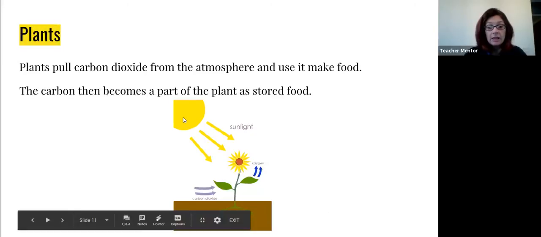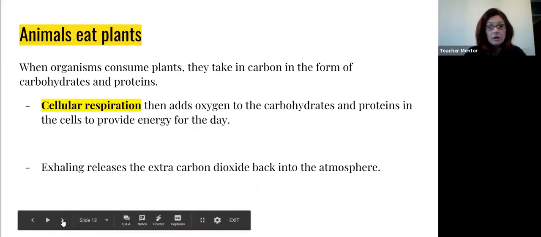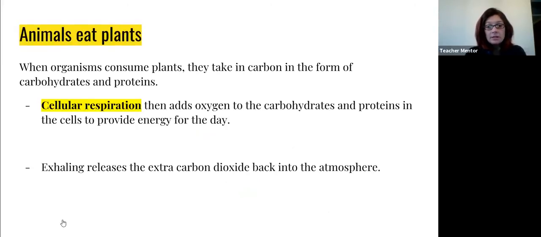So again, the sunlight comes into the plant. The plant is going to take in carbon dioxide and then release oxygen after it's finished with its process. Then the animals are going to come along and eat the plants. So when organisms consume plants, they're going to take in carbon in the form of carbohydrates and proteins. This is where we have cellular respiration. Cellular respiration is going to then add oxygen to these carbohydrates and proteins in the cells to provide energy for the day.